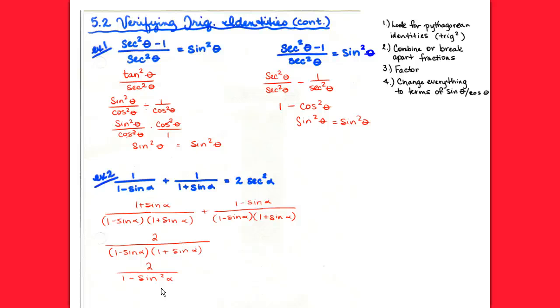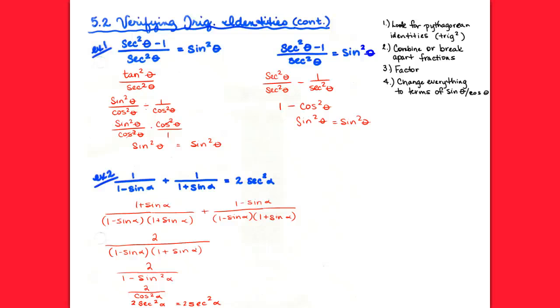All right, go back to the top of my list again. Do I have any trig functions squared? Yes. So what is 1 minus sine squared? Cosine squared, right. So now I've got 2 over cosine squared. And that would be, yes, 2 secant squared. And that's what I was trying to prove.